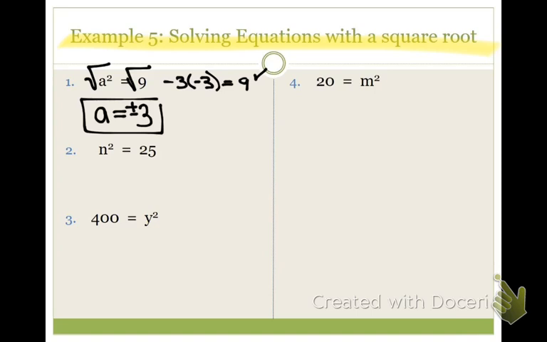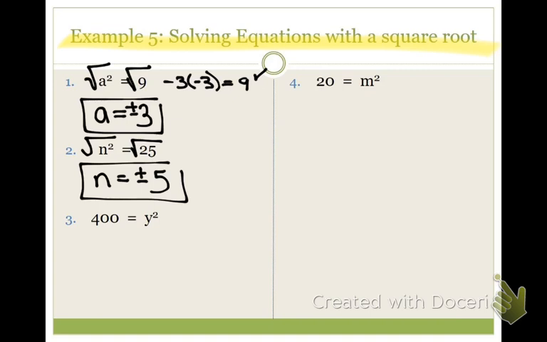Okay, let's go ahead and I want you to try to work number 2. All right, so I'm going to take the square root of n squared and the square root of 25. And who got n equals positive negative 5? Who got that? N equals positive negative 5? Everybody get that? Go ahead and do number 3 now.